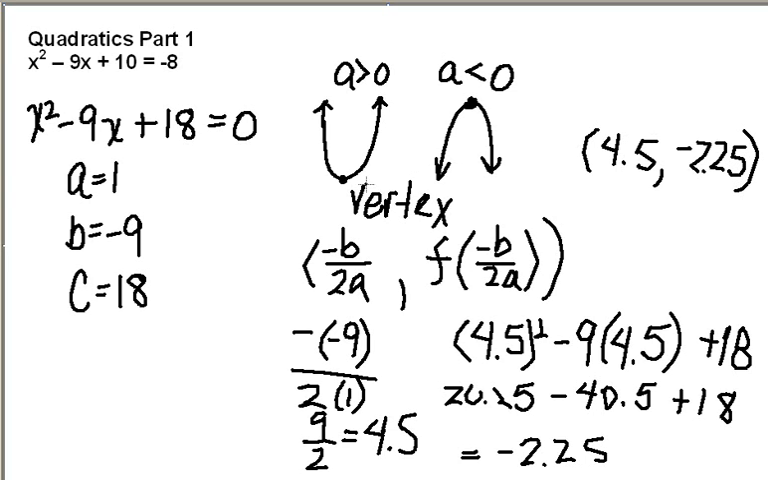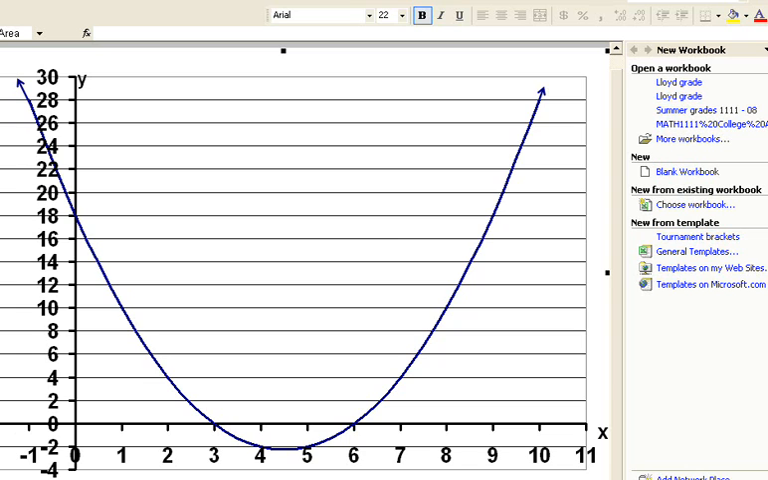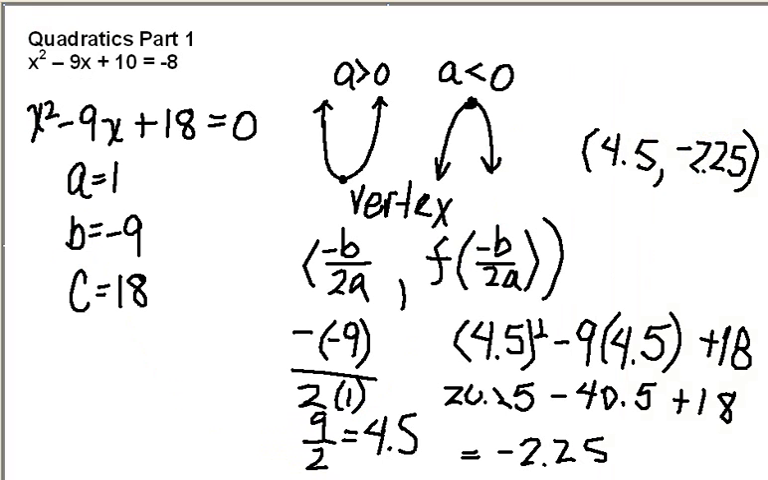So if we are asked to find the vertex, we can use this formula, or if we're given a graph, we can read the vertex off the graph. Notice here, our vertex was located at positive 4.5 as our x-coordinate, and our y-coordinate is approximately minus 2.25. In our next video, we will talk about solving a quadratic and what that means.